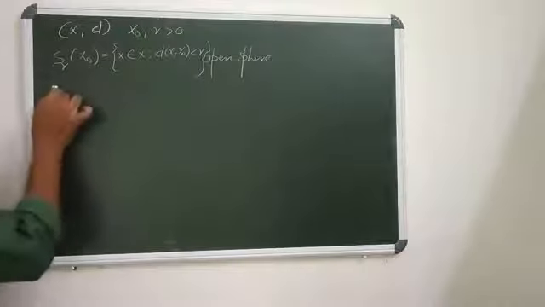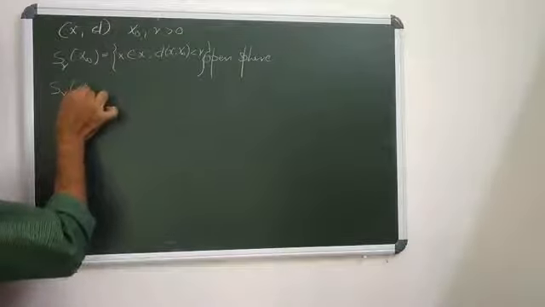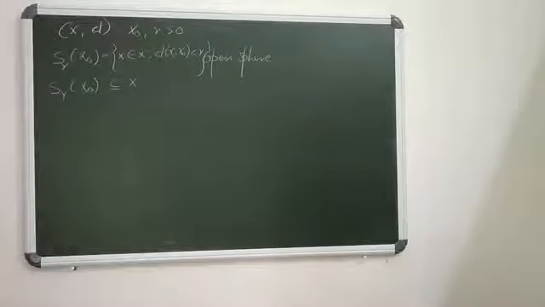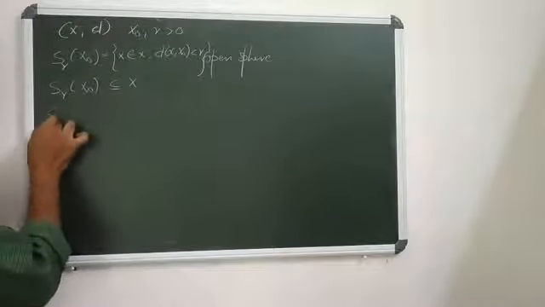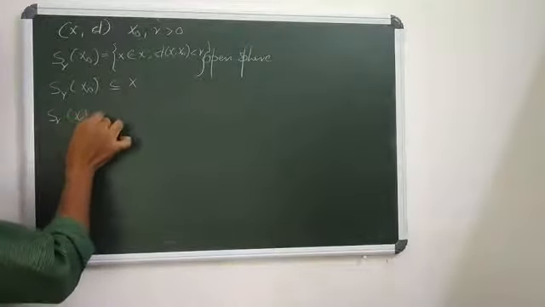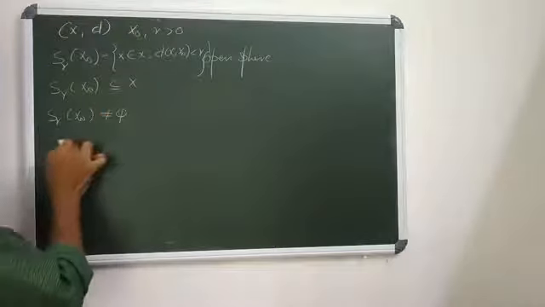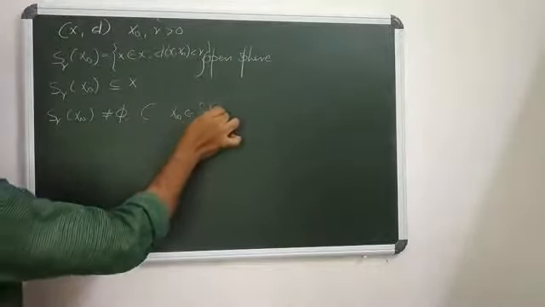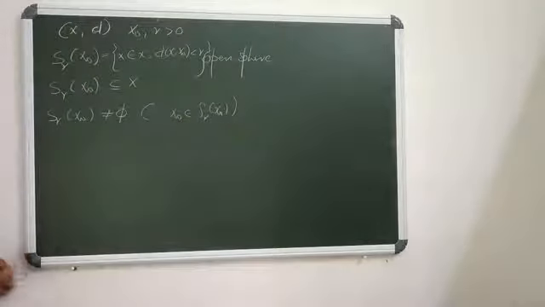So this S_r(x0) is always a part of X. This is a subset of X. Why? Because it is the set of all x in X with d(x, x0) strictly less than r. S_r(x0) is also non-empty. Why? Because x0 falls in S_r(x0). Agree? So this is an open sphere.